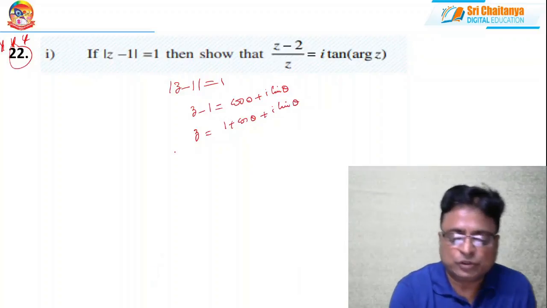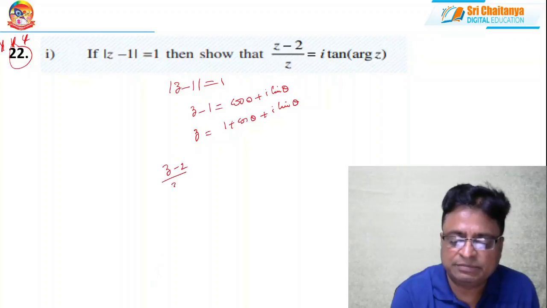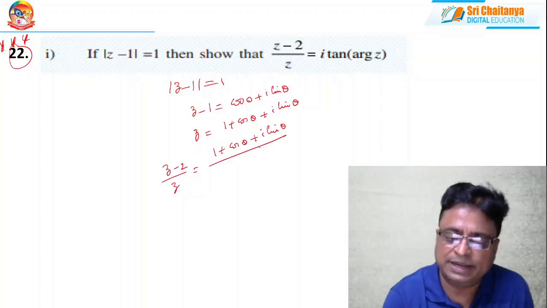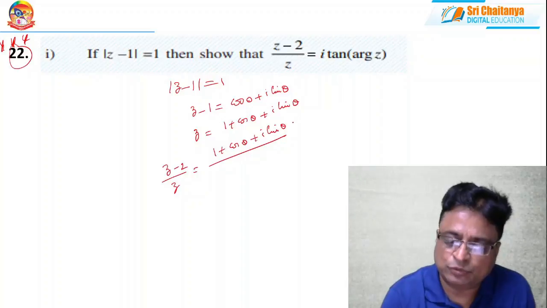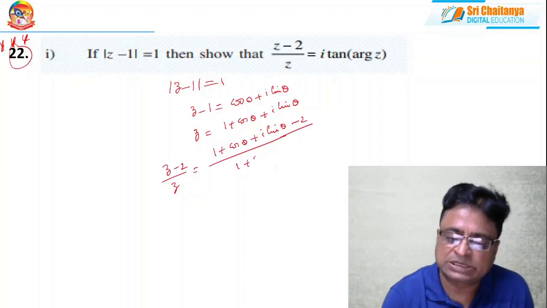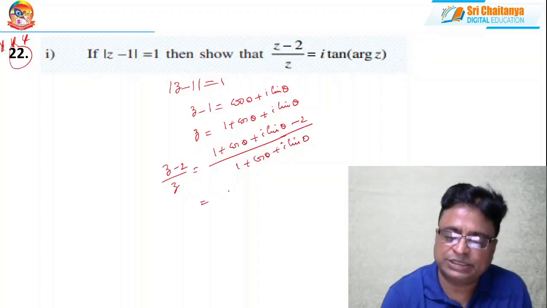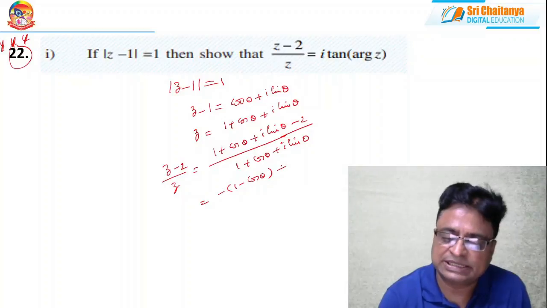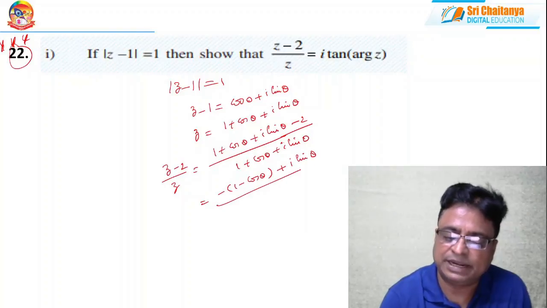This is my Z. So now what is my (Z minus 2) by Z? So this is (1 plus cos theta plus i sin theta minus 2) by (1 plus cos theta plus i sin theta). So this is what? Minus of (1 minus cos theta minus i sin theta) by (1 plus cos theta plus i sin theta).